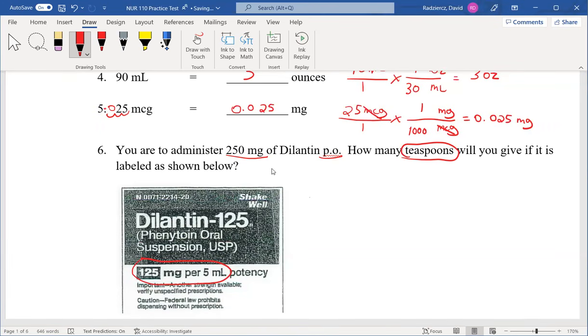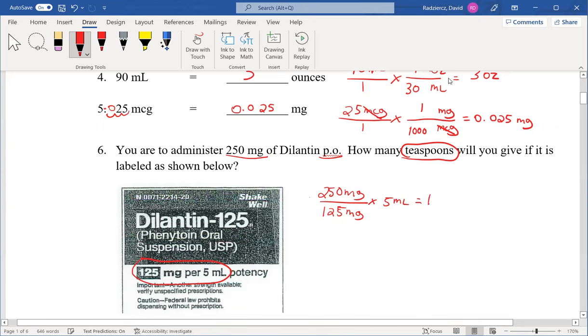Now I'm going to show you 2 ways to do this particular problem because of the teaspoon thing. The first way, doing order over have, is I'm going to take my 250 milligrams over what I have, 125 milligrams, times my quantity of 5 milliliters. So 250 over 125 is 2. Times 5 is 10. So if I was just solving for milliliters, my answer would be 10 milliliters.